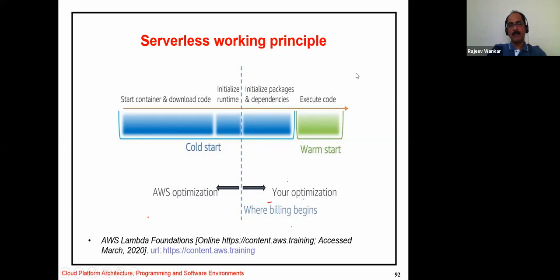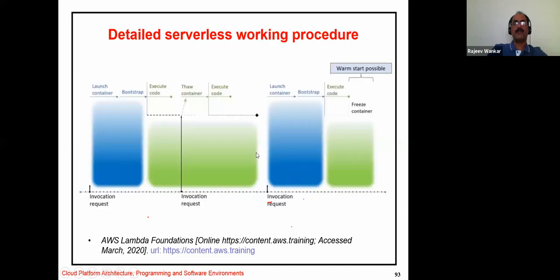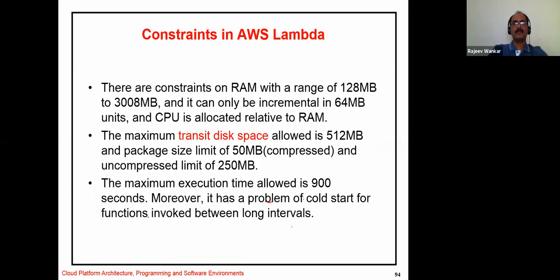Then Amazon charges for everything from here to here. Billing actually begins from here, but initializing the packages and dependencies is also part of it. The granularity is 100 milliseconds. In one of our research works, our team is trying to find out whether we can retain that container instead of accessing it again, so that I can reduce the charges required for cold start. That is one of the research works our students are working on.